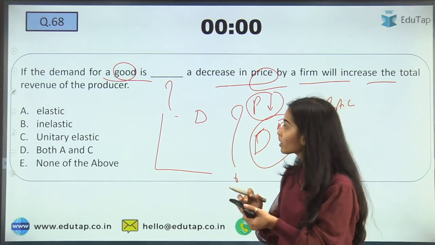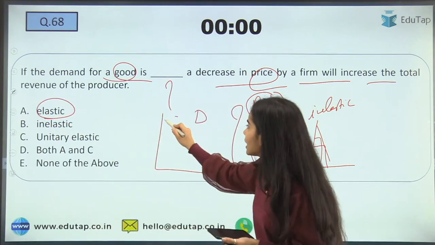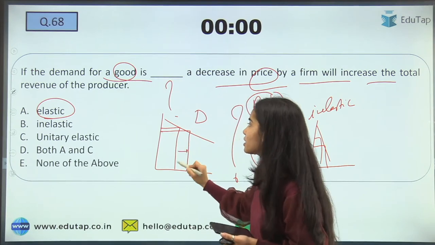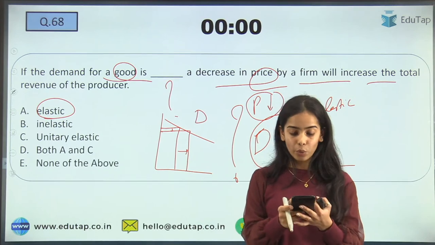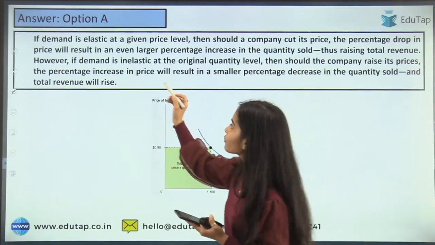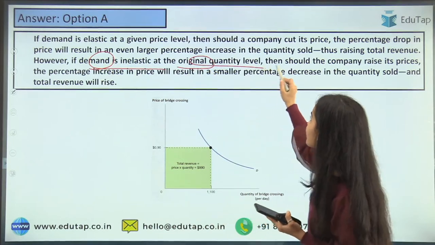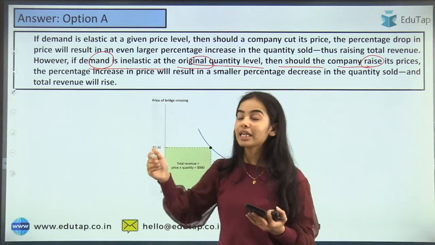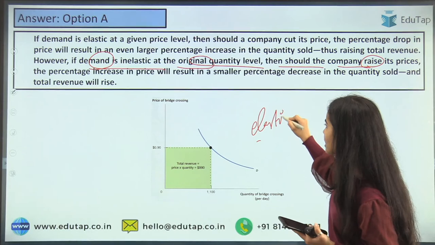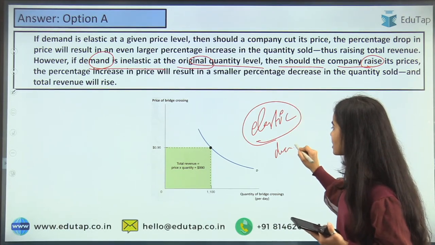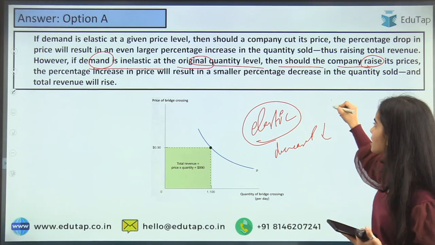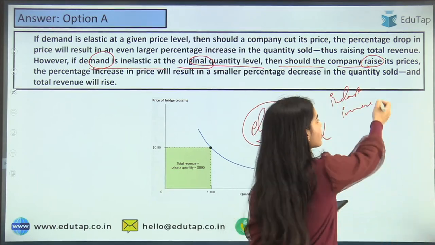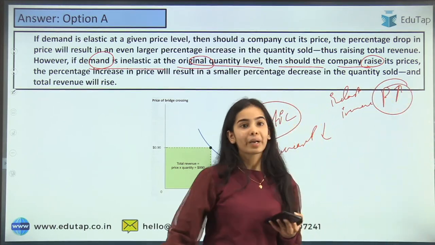So in the case of elastic, what will happen? If there is elastic demand, a small decrease in prices brings a huge increase in demand, and that raises the total revenue. But if the demand is inelastic at the original quantity level, then should the company raise its price? Then it will pay the firm to raise the price. When the demand is elastic, the firm should decrease the price. When it is inelastic, the firm should increase the price, because then they will still buy the same amount and you will get more revenue from the increased price. Okay.